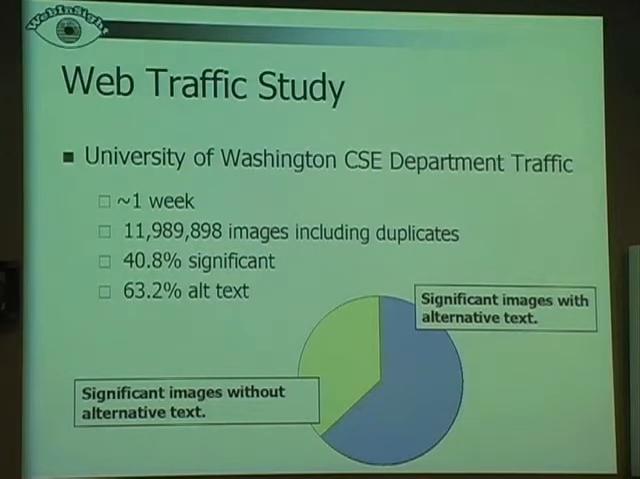So the 63.2, I feel, is at least for an academic institution, and if Google did the same study, I believe you would come up with a number similar to 63.2. So I think 65% of significant images on the web that are downloaded by intelligent people have alternative text. That's actually better than expected, and this number is bigger than those numbers on those previous studies and bigger than most of the numbers on our earlier studies. So this one really includes frequency.